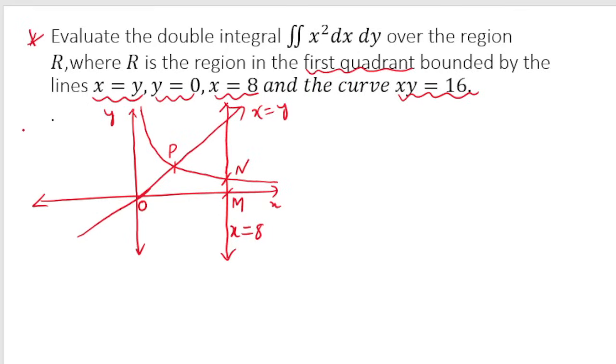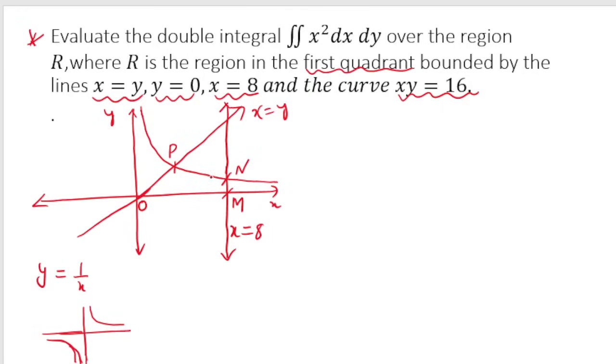You should remember, in case you are not aware of this curve, that if we have something like y is equal to 1 by x, the curve looks like this. This is the equation of the curve y is equal to 1 by x. It should be symmetrical, something like this. I hope you are getting it.